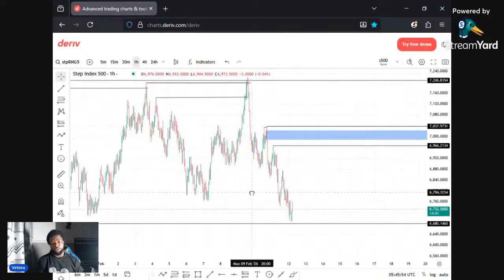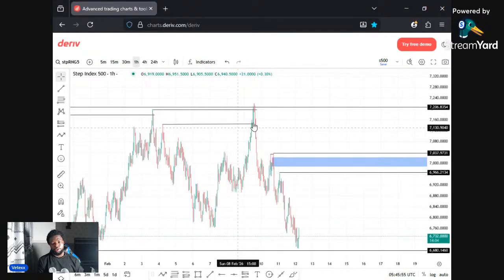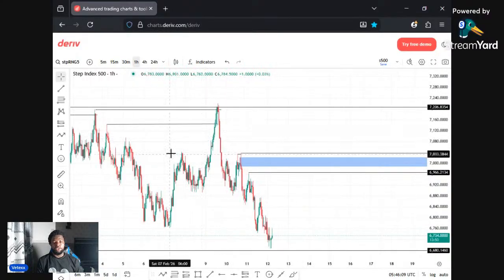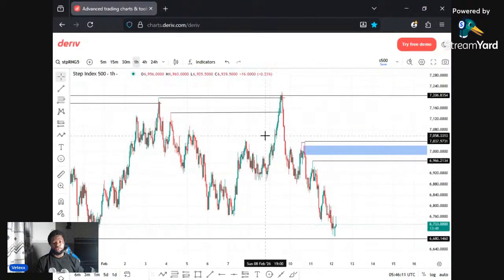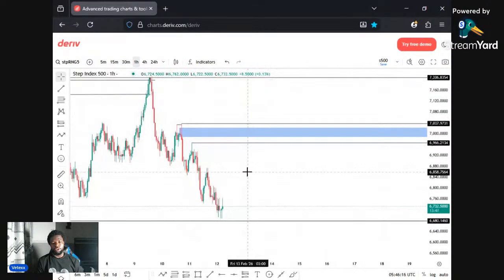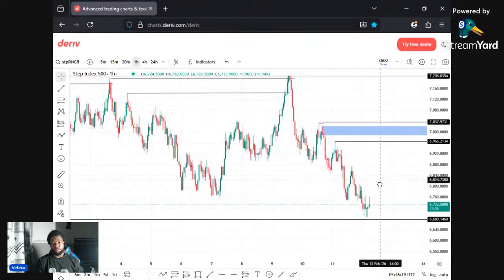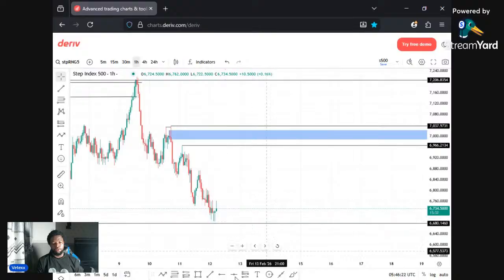If I'm risking $20 on this trade, I would have made around $429. So this is like 1 to 21 risk to reward on Step 500, if I had gotten on this trade. So we have another continuation here on Step 500. This one too can give you up to 1 to 15 risk to reward.